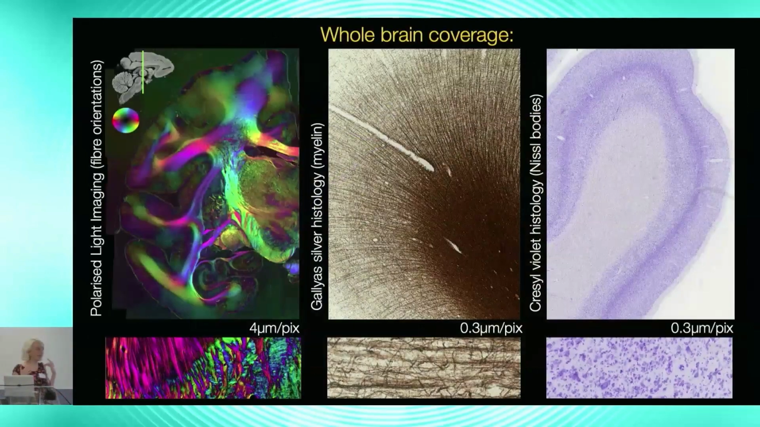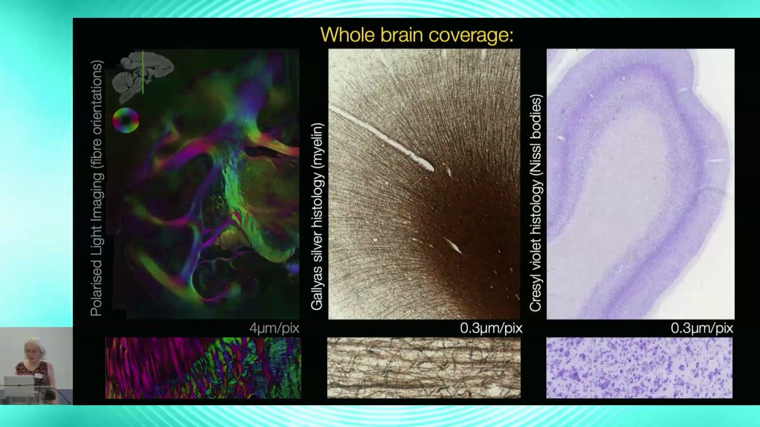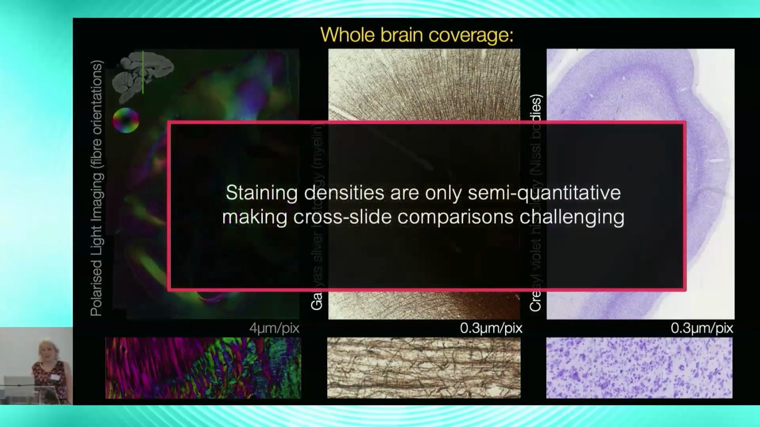So this is the data that we have so far for microscopy, and we have whole brain coverage. Now, PLI is nice because we get a quantitative estimate of fiber orientations out of it, right? But histology is a bit more tricky. We have to work a little bit harder to extract quantitative metrics. And this is particularly because staining densities are often only semi-quantitative, making cross-slide comparisons challenging. So when we see faint staining, it can be difficult to know, is it just because there are no cell bodies, or is it just a staining artifact across the slide?